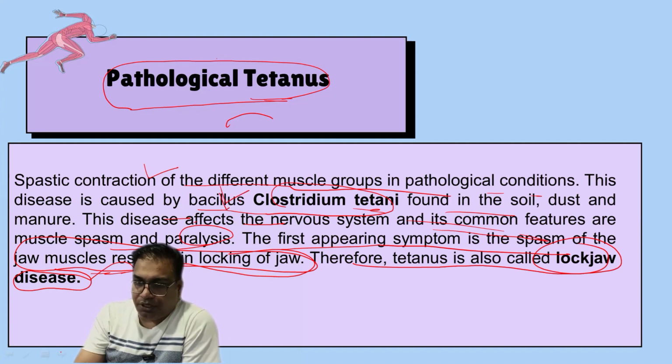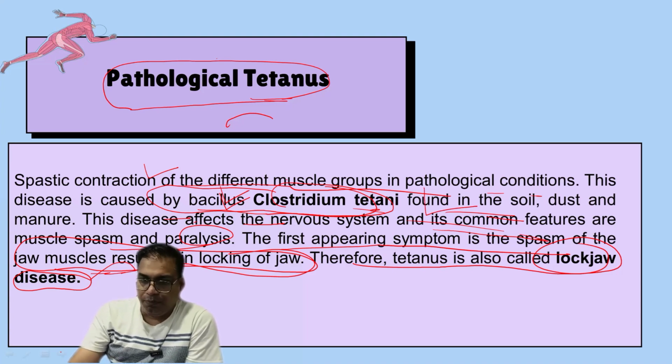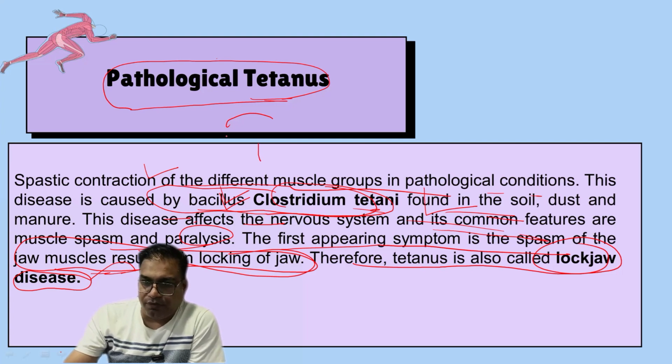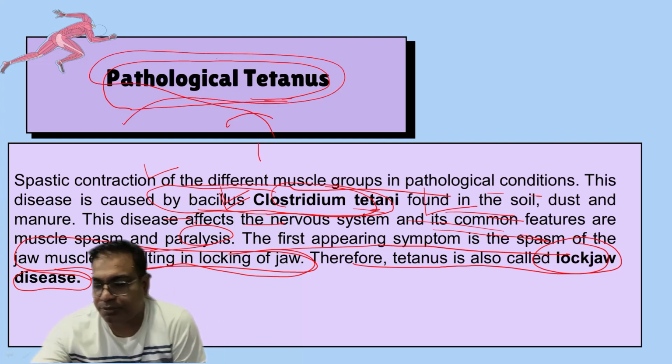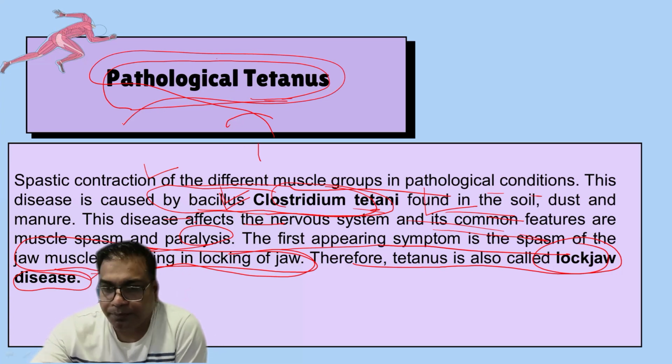This pathological tetanus is caused by Clostridium tetani, which is found in soil, dust, and manure. In previous slides, we studied the property shown by skeletal muscles called tetanus. And here we are discussing the pathological term tetanus, which is caused by the Clostridium tetani bacteria.